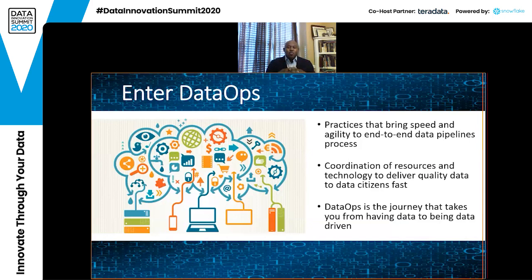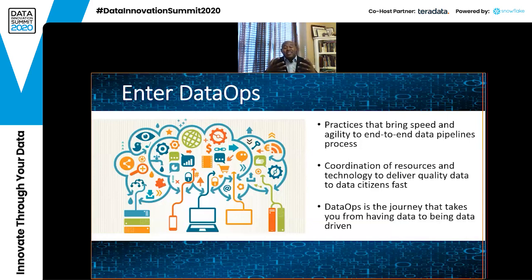And that's another way of saying you need the right people and processes to deliver quality data, which is accurate data, to the right people at the right time. Then, of course, my definition for data ops is the journey that takes you from just having data to being data driven. So, what do I mean by that? Well, having data and having actionable data are completely different concepts.